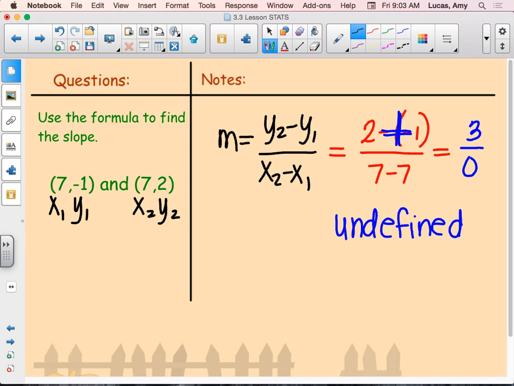So if you're in doubt again, draw a graph. Because these are the ones that are most often confused. So 7, -1 is here. 7, 2 is here. So this is vertical. That makes your slope undefined.